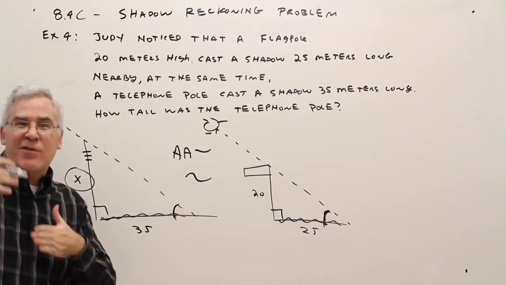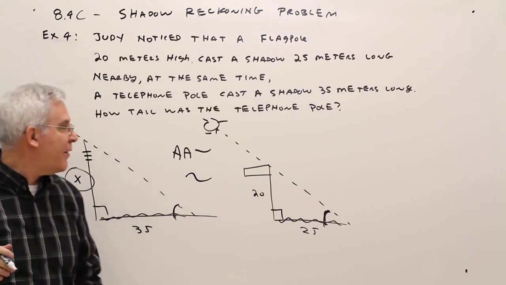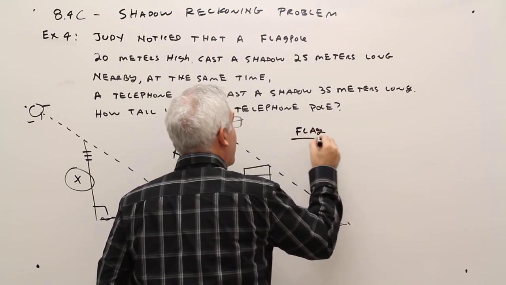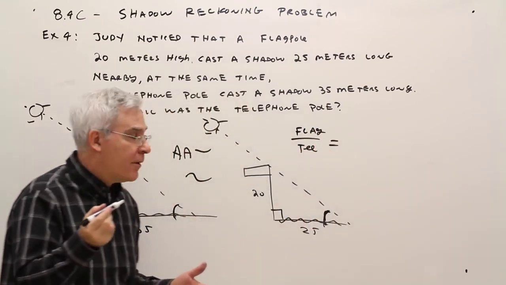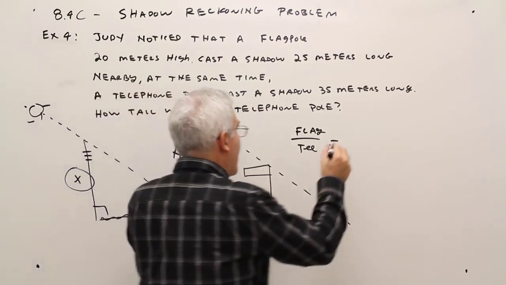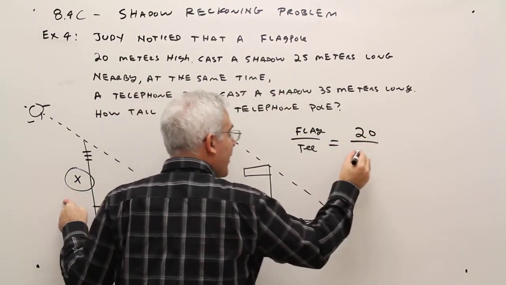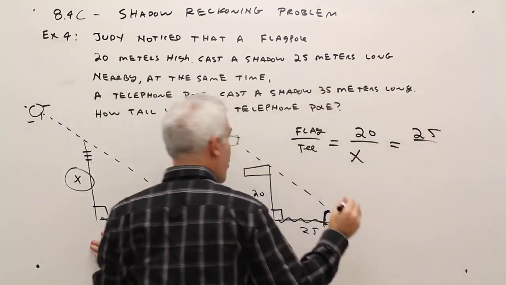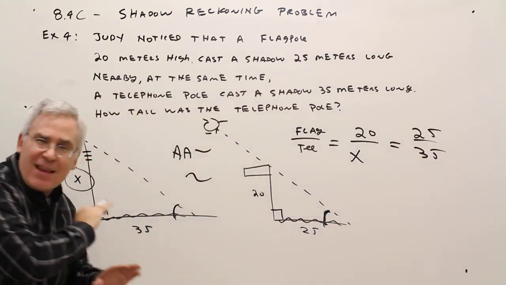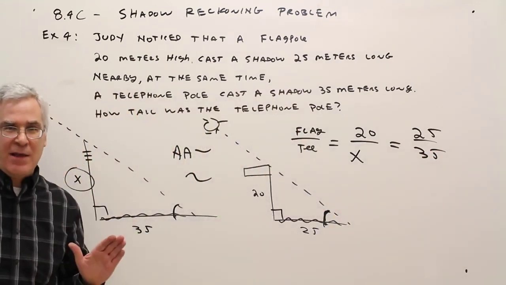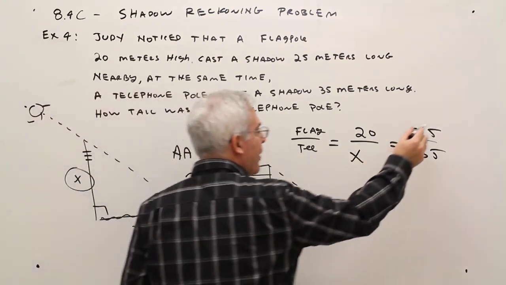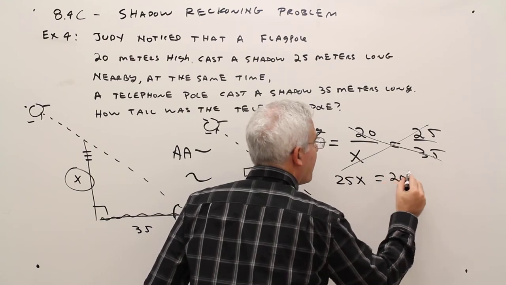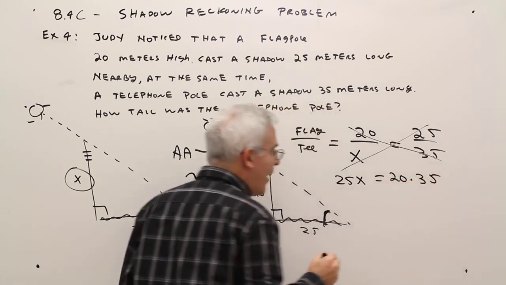Okay, so when setting up proportions, just be consistent. So you could say, I'll just do it this way. I'll say flag stuff over telephone stuff. So I'll say 20 over x equals 25 over 35. Again, you can set it up however you want, just be consistent. Then cross multiply. 25x equals 20 times 35.